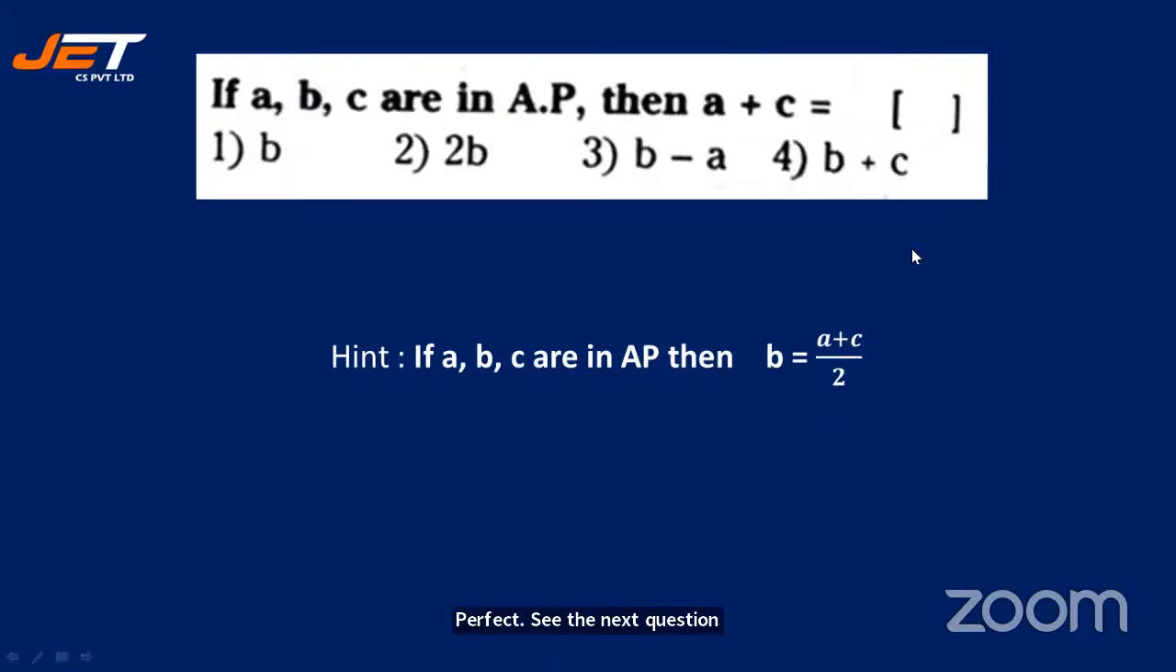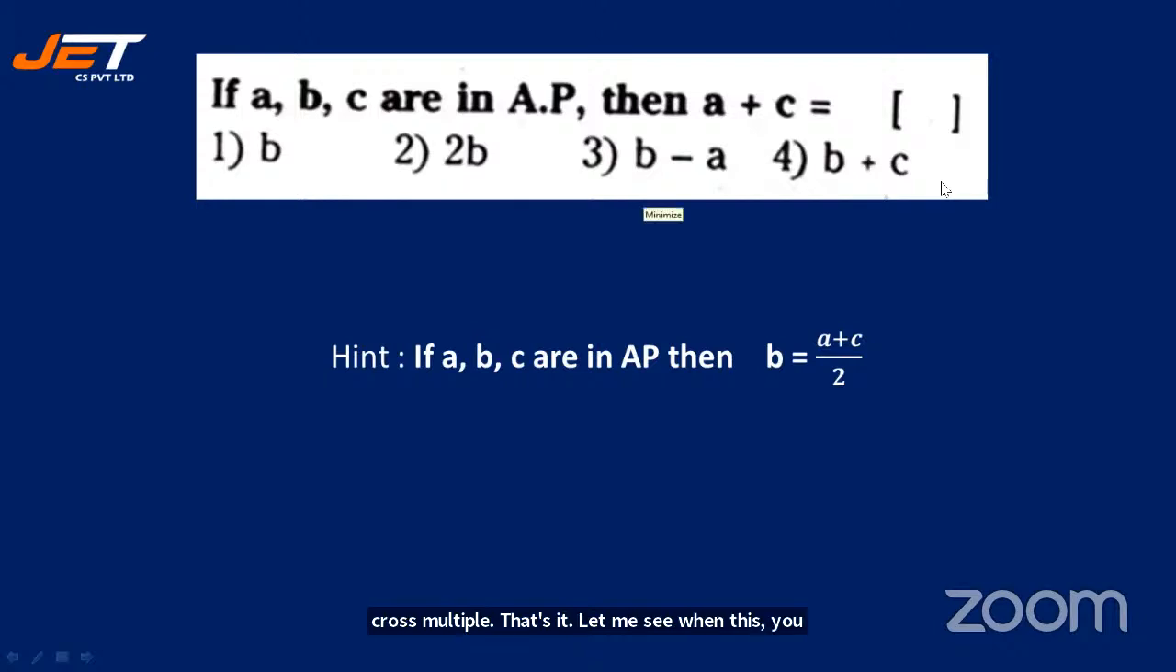If A, B, C are in AP, then what is A plus C? Very simple. Not even a second you need. Just cross multiply. That's it. Let me see whether you all are able to give me the correct option. Yes, yes, yes, yes. All right.